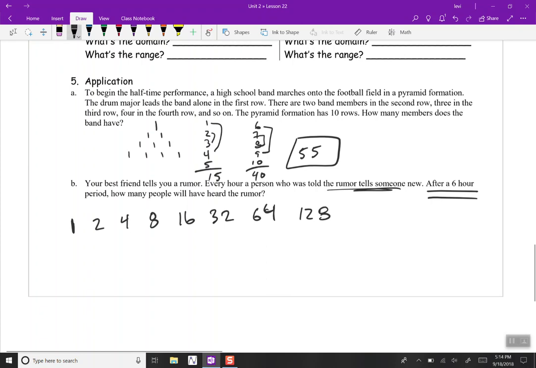128. And so then the question is, after 6 hours, when is that first one? So I think it's going to be 1, 2, 3, 4, 5, 6. Or you could say this was 1. But that's it. No matter, you know how to do the problem.